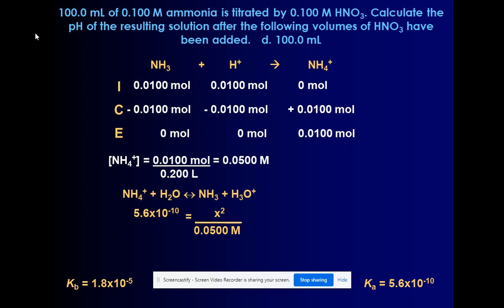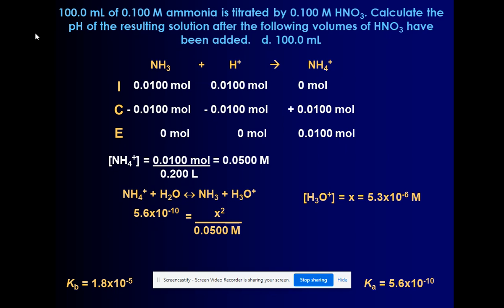Our x squared would be in the numerator, and the new concentration of ammonium, the 0.0500, would be in the denominator. That is 8 powers of 10 different from our K expression, so I think we're okay with ignoring the x in 0.05 minus x. When we solve for x with that expression, we get 5.3 times 10 to the negative 6 molar. And again, that is the concentration of your hydrogen ions.